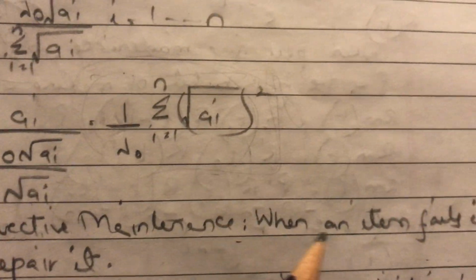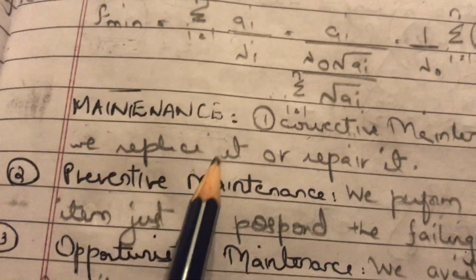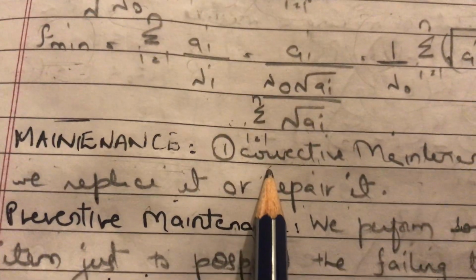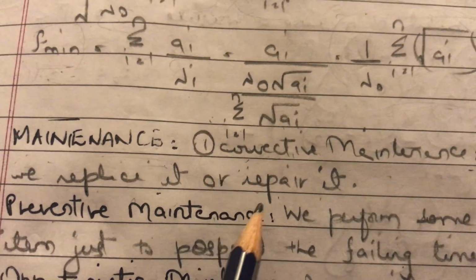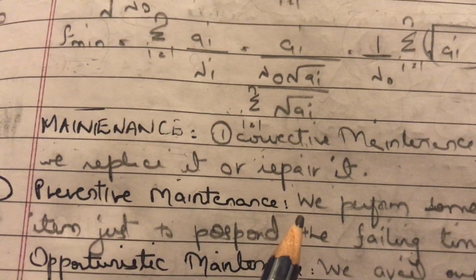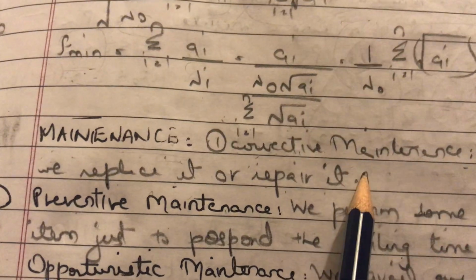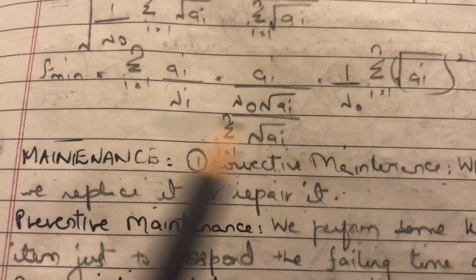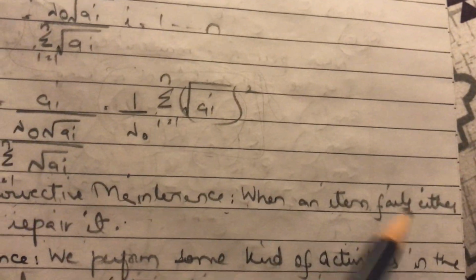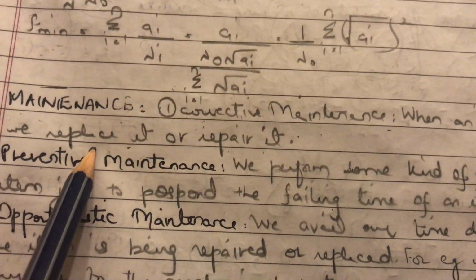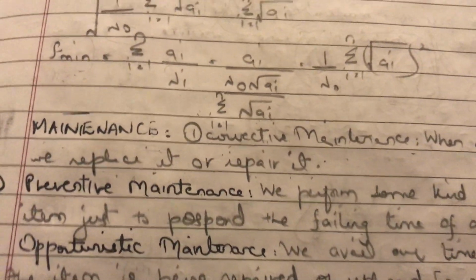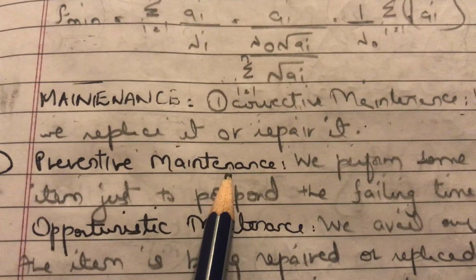When an item fails, either we replace it or repair it. Corrective maintenance is just the fact that suppose we have a component that has failed, and now we have only two options for that. Either we replace the component, or we repair it. So we have only two options in corrective maintenance. What happens in preventive maintenance?